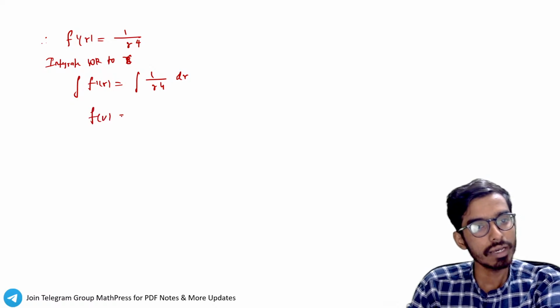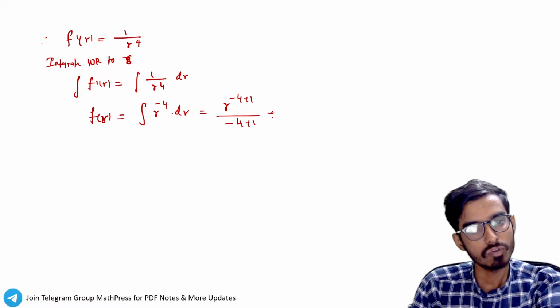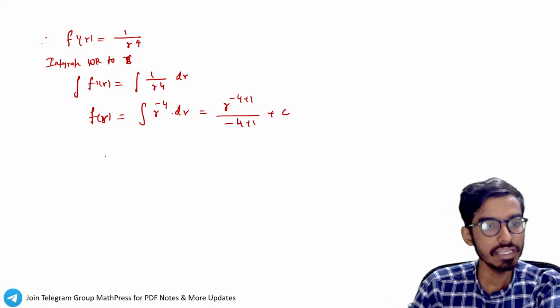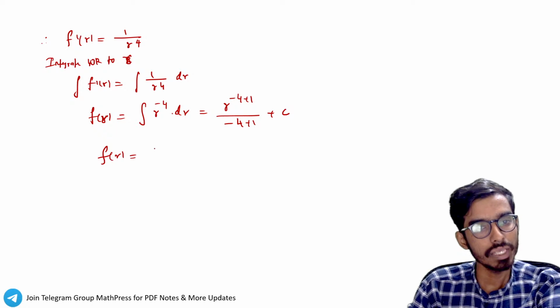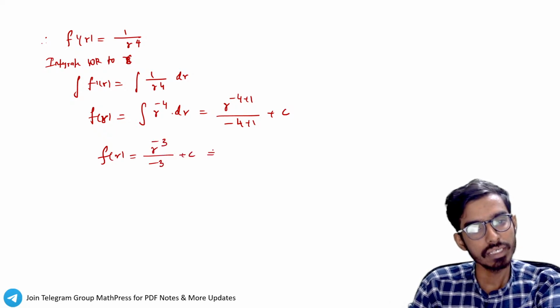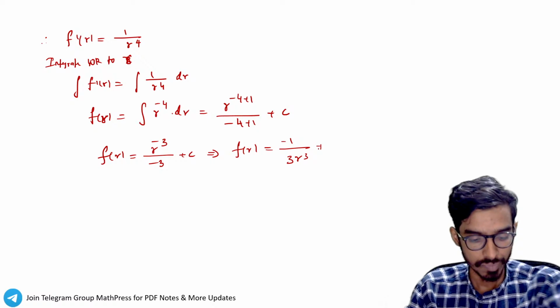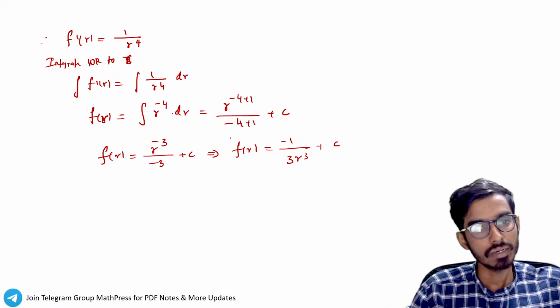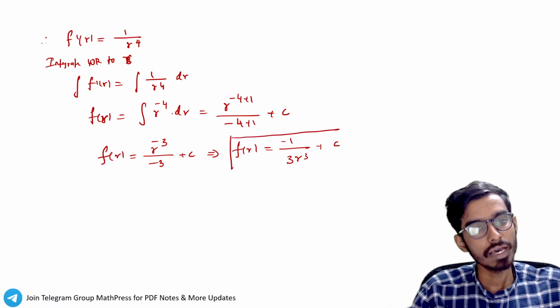This is f of r. So integration of r power minus 4 dr, and this will be r power minus 4 plus 1 by minus 4 plus 1, plus some integration constant c. So we have f of r to be equal to r power minus 3 by minus 3 plus c. So this implies f of r is minus 1 by 3 r power 3 plus c. This is the f of r.